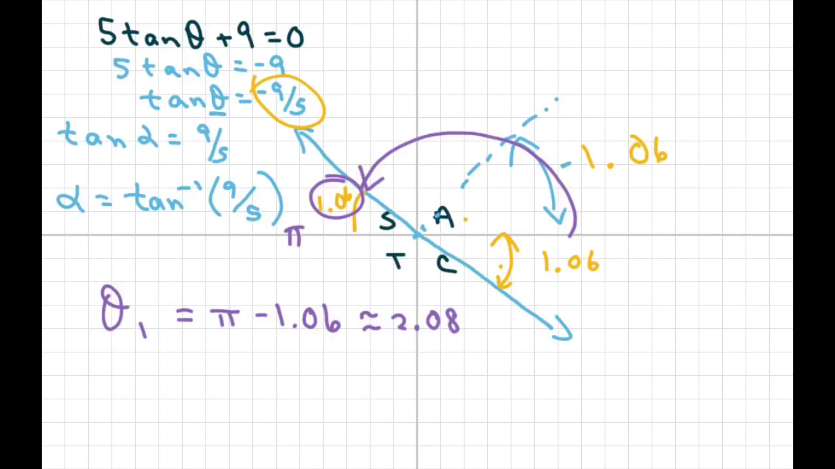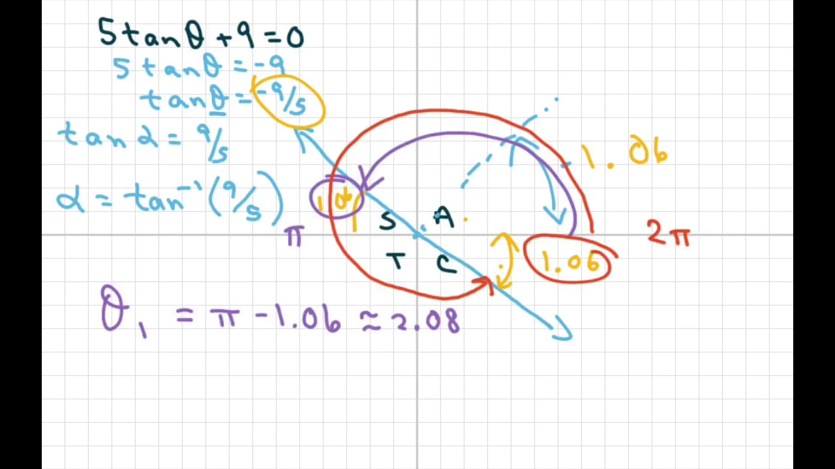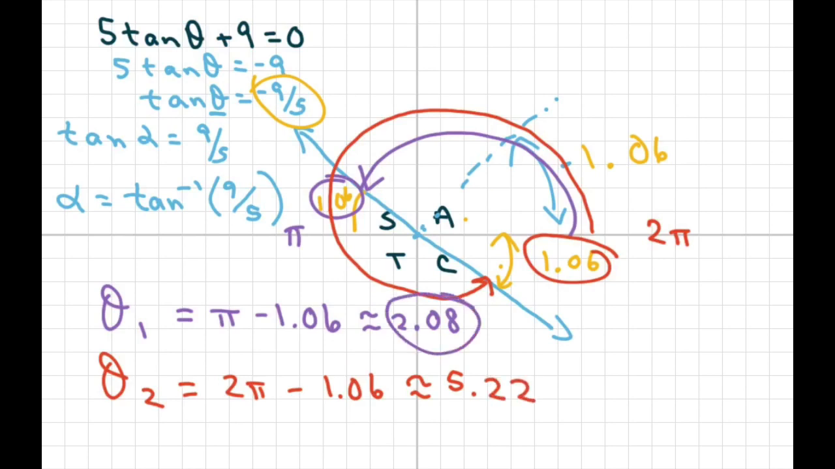Now to get this whole angle here all the way to here, I'm going to take my 2 pi and subtract that to get that whole angle there. So theta 2 equals 2 pi minus 1.06, and that's going to be approximately 5.22. So here are your 2 angles, and those are your solutions.